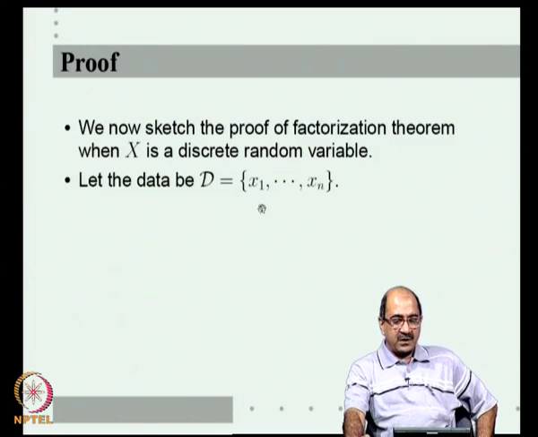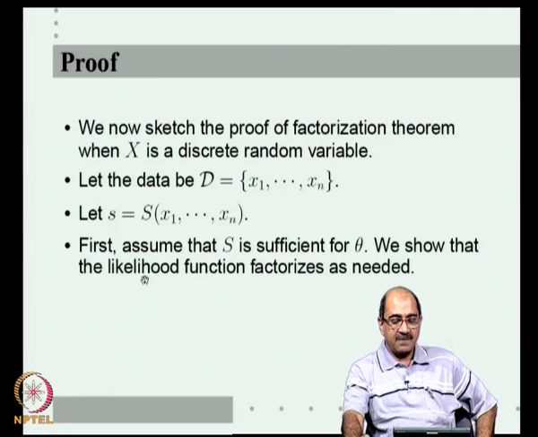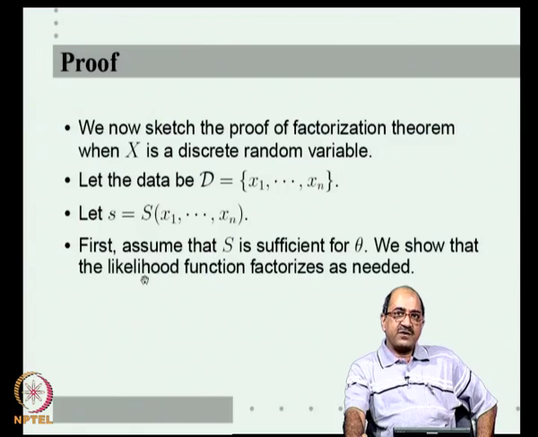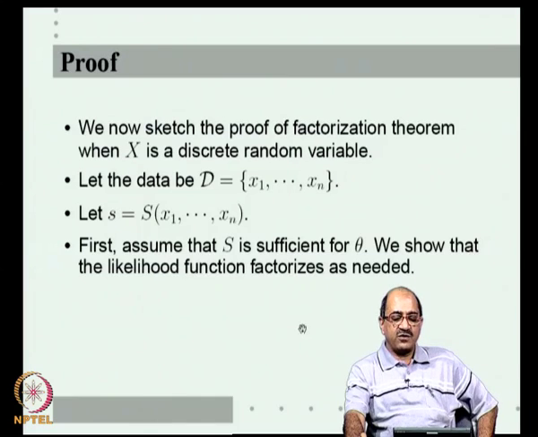Okay. So, to recall, data is x1 to xn, little s is the value of the sufficient statistic S(x1 to xn), S is a function of x1 to xn. The factorization theorem is an if and only if statement, so there are two things I have to show. If S is sufficient, then the likelihood function factorizes, and if the likelihood function factorizes, then S is sufficient. So, let us do the first part. Assuming that S is sufficient, let us show that the likelihood function factorizes.